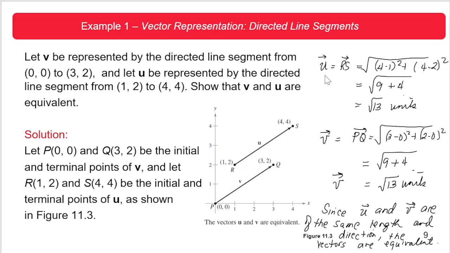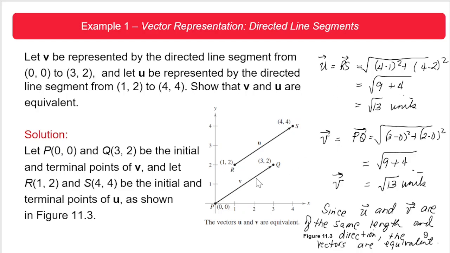Okay, you recall in analytic geometry that to find the length or the distance between two points, we make use of the distance formula, which is equal to the square root of (x sub 2 minus x sub 1) quantity squared plus (y sub 2 minus y sub 1) quantity squared. For vector u, this is your x sub 2, this is your x sub 1, y2, y1. So for x2 minus x1, you have (4 minus 1) squared plus (y2 minus y1), which is (4 minus 2) squared. But 4 minus 1 is 3, so 3 squared is 9. 4 minus 2 is 2, 2 squared is 4. So 9 plus 4 is 13. Therefore, the length of vector u is the square root of 13 units.